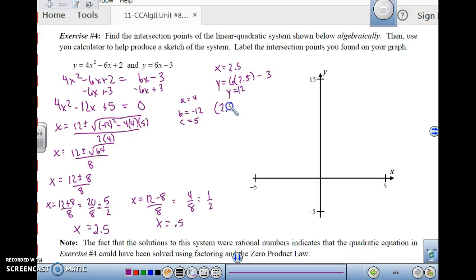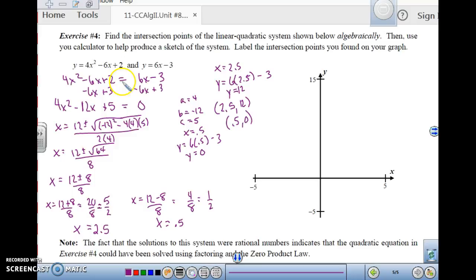So (2.5, 12) will be one point of intersection. And for x equals 0.5, 6 times 0.5 minus 3. 6 times 0.5 is 3, minus 3 is 0. So my other point is going to be (0.5, 0).